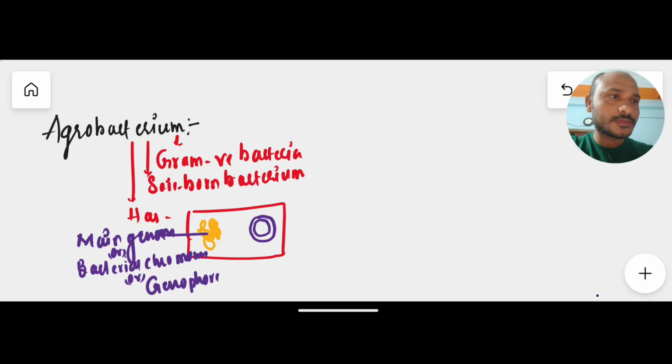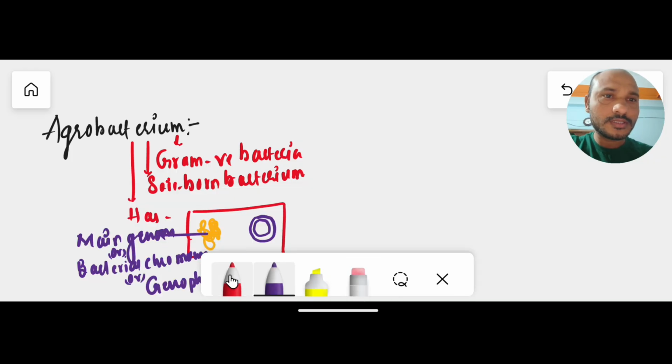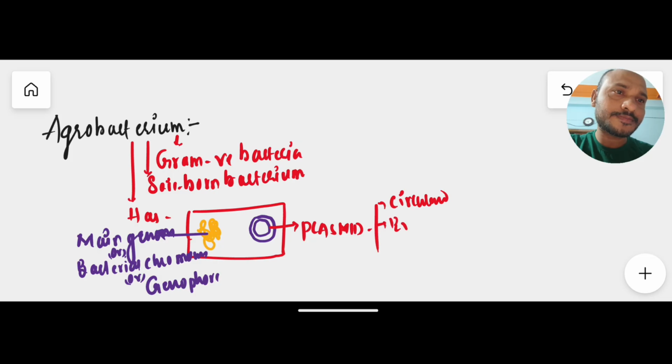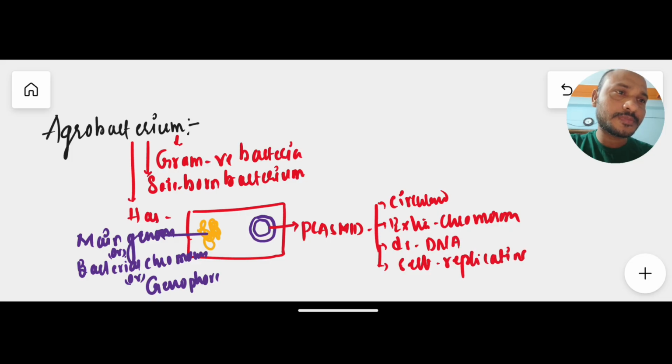Along with this main genome, there is an extra-chromosomal, circular, double-stranded, self-replicating genome, and this genome is called a plasmid. The plasmid is circular and extra-chromosomal, it has double-stranded DNA, and it is self-replicating, meaning it doesn't depend on any other structure.